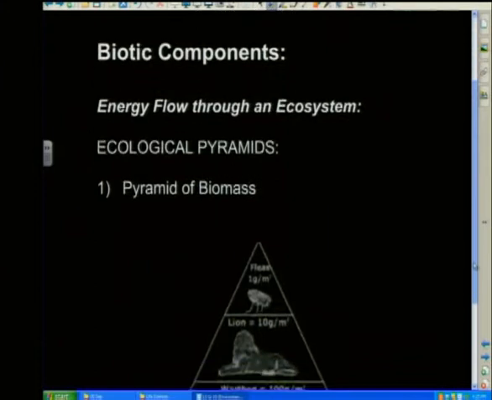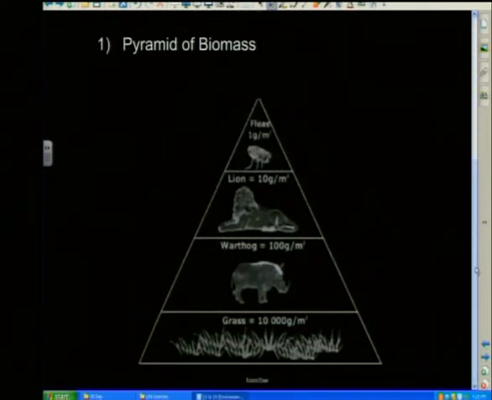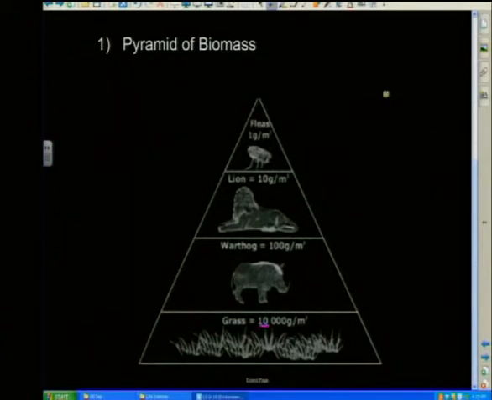Let's look at a pyramid of biomass. Here we can see we've got grass at the first trophic level, and that has 10,000 grams per meter squared. If we look at a warthog, the biomass of a warthog is 100 grams per meter squared. If we look at a lion, 10 grams per meter squared, and the lion will have parasites on them, and these are fleas that feed off the lion, and this would have a biomass of 1 gram per meter squared.